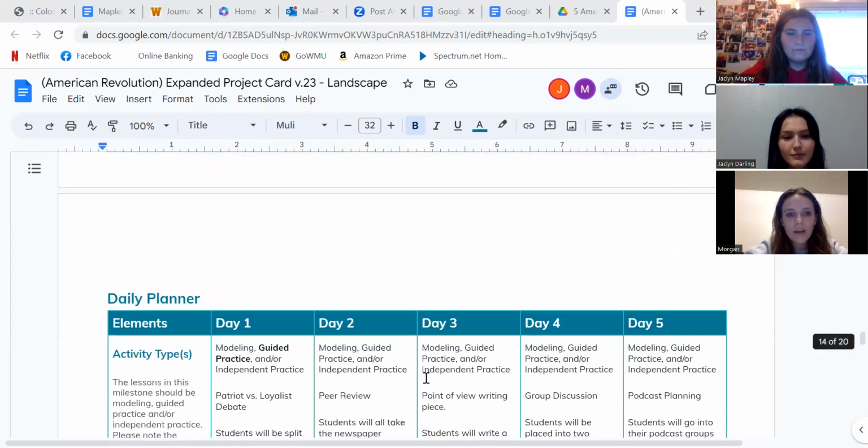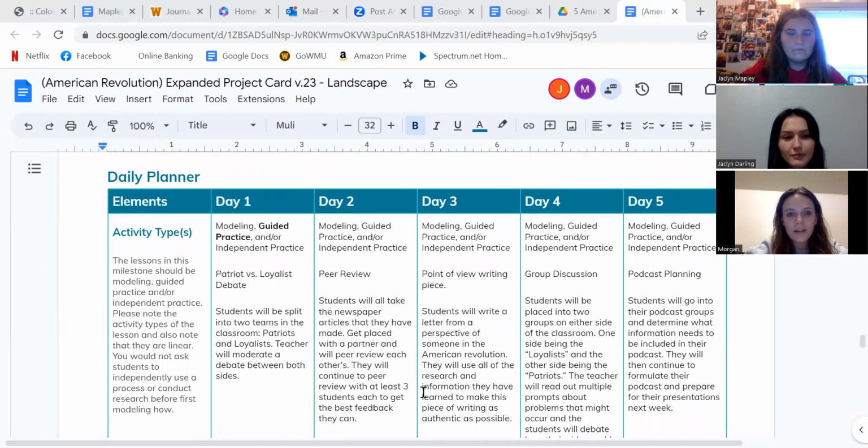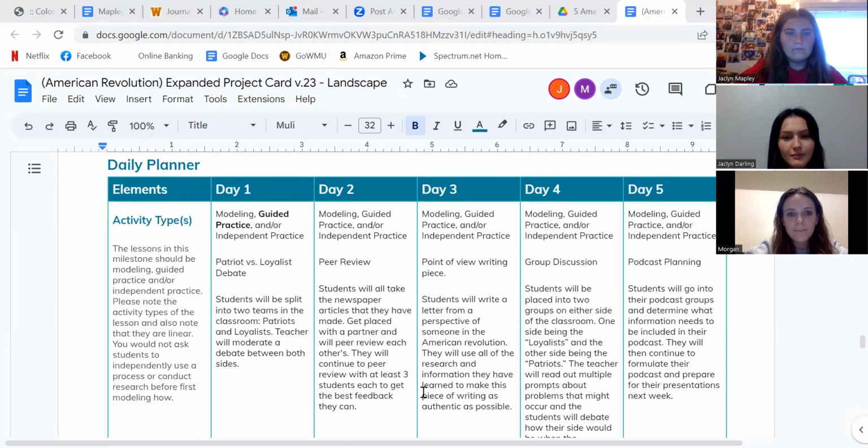And then if you go down and look at the days, day 1 is modeling, guided practice, or independent practice. And students are going to split into two teams within the classroom. We're going to have the Patriots and the Loyalists. Day 2, you're just going to look at the newspaper articles that you've made and then meet up with a partner and peer review each other's work.